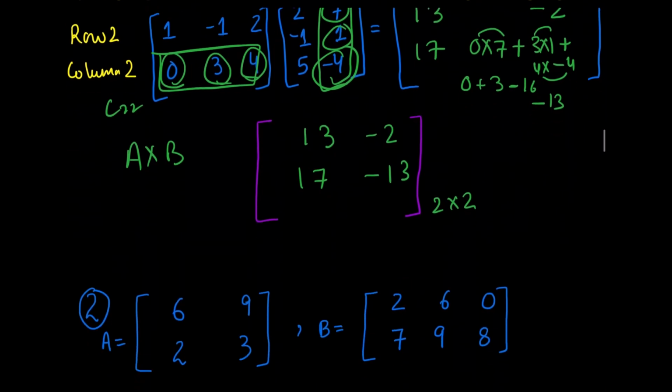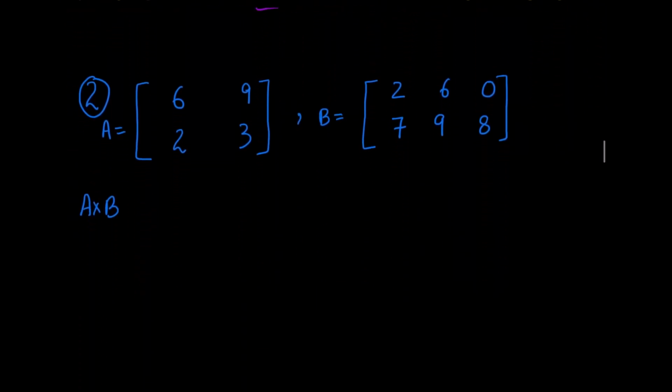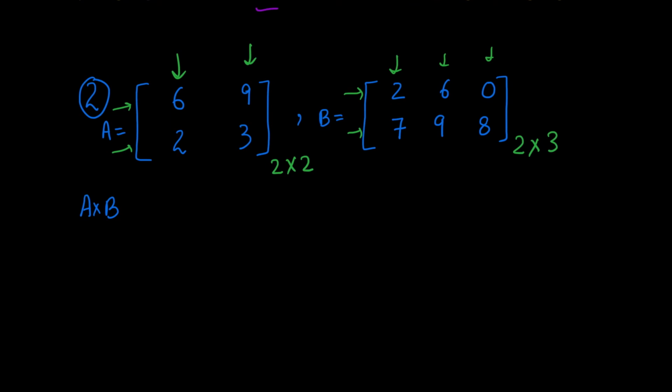Let's try another problem. In this case, A is 6, 9, 2 and 3. So how many rows are there? There are 2 rows. And how many columns are there? There are 2 columns. Right? So in B's case, how many rows are there? 2 rows, and the columns are 3. So what is the resulting matrix rows and columns? These need to be the same, it's fine, and the resulting will be 2 by 3.